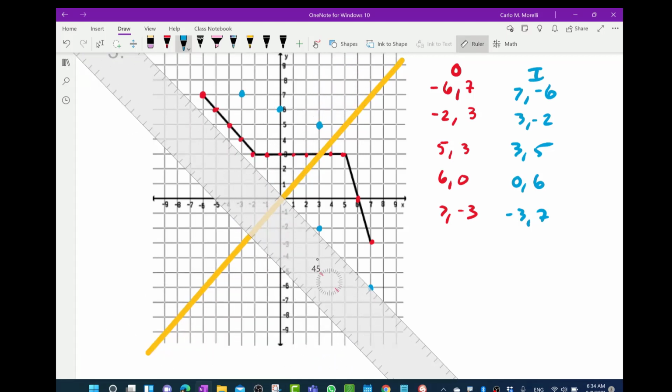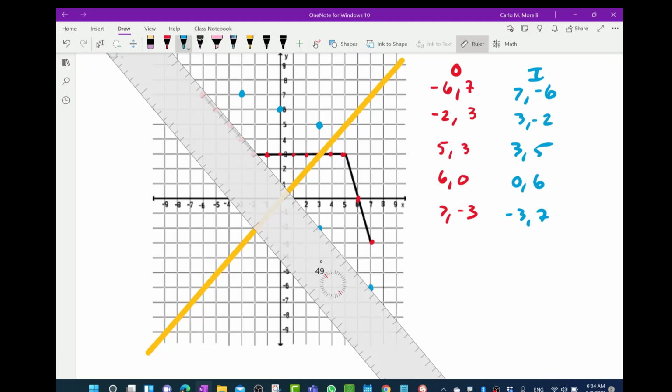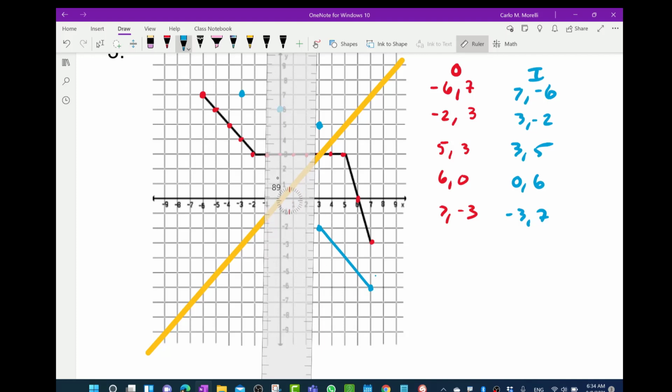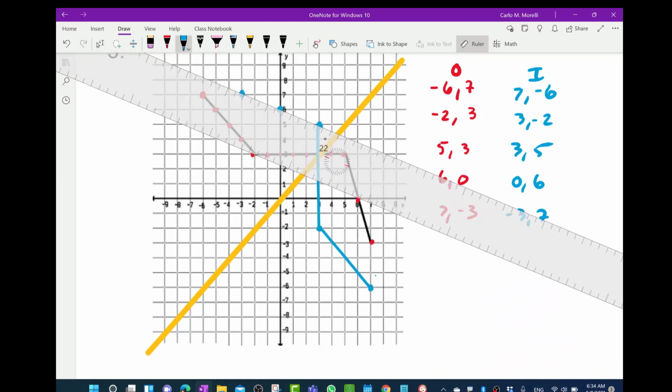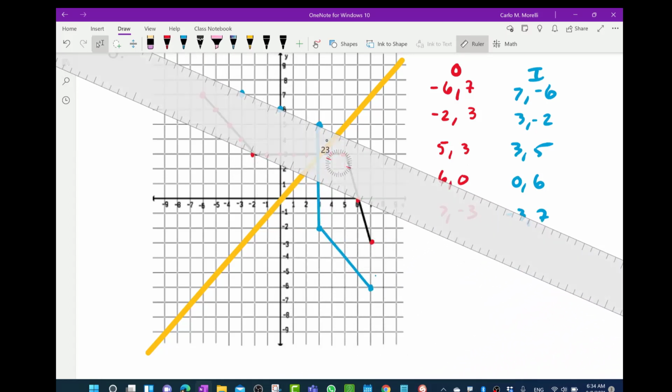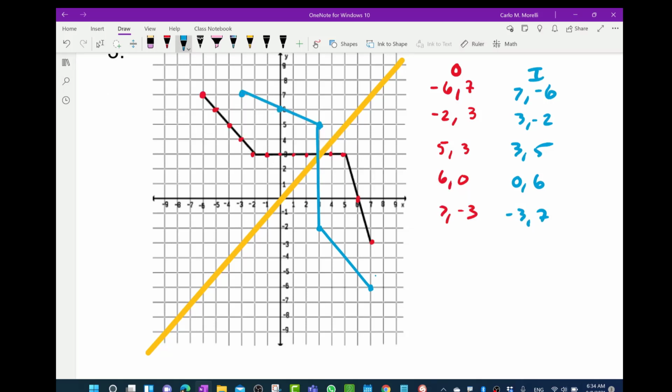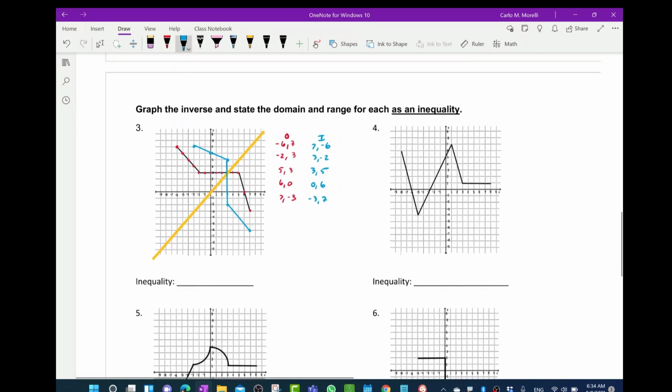So we can connect those dots there, and then connect these dots here, and then connect those dots there. Okay. And that's supposed to be a reflection across the x-axis, if I did that right.